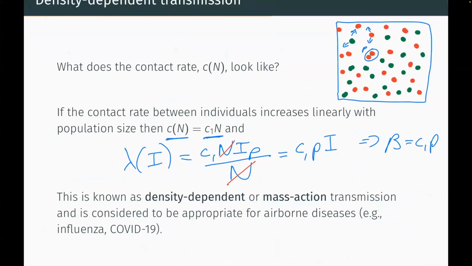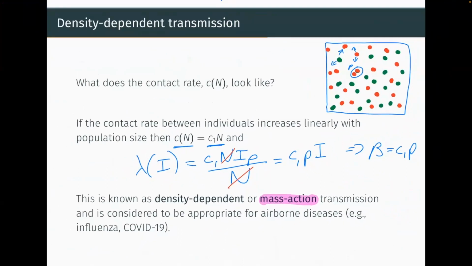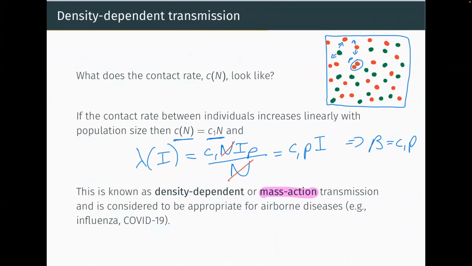So like I said, this is known as density-dependent transmission. It's also referred to as mass action, so it follows the law of mass action, about particle movement. And this is usually pretty good when we have things like airborne diseases, things with direct contact, so influenza, COVID-19. If you imagine being on a busy bus service and someone is infected, they're going to infect lots of people.